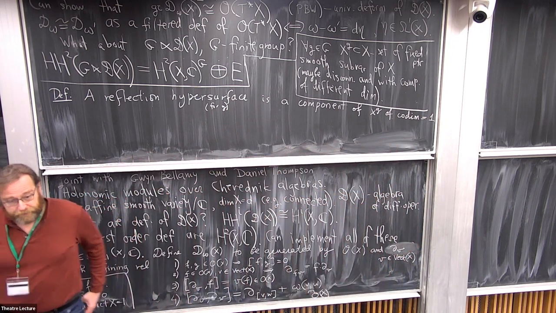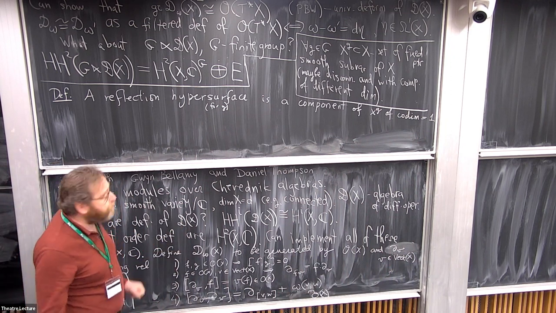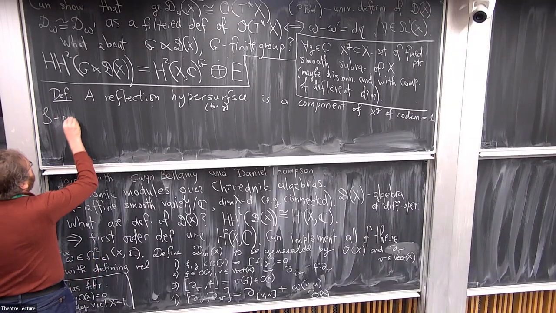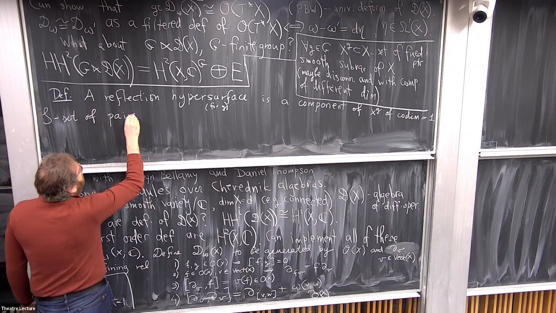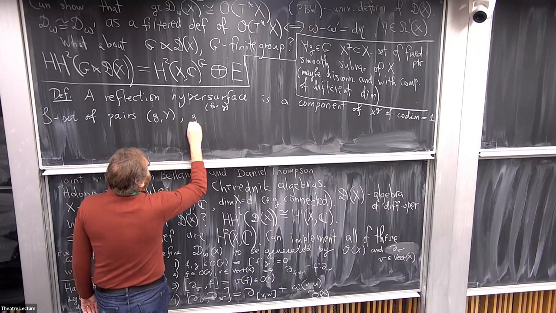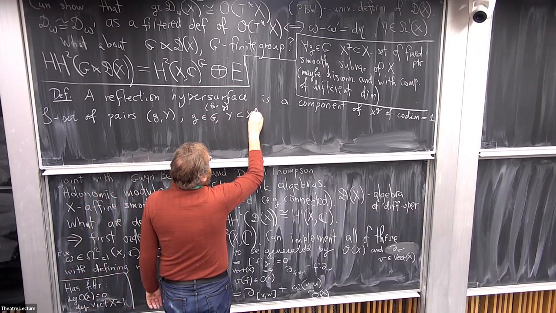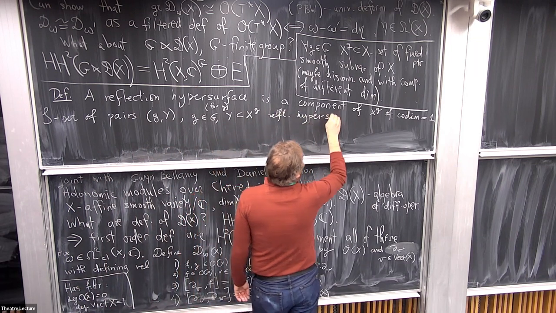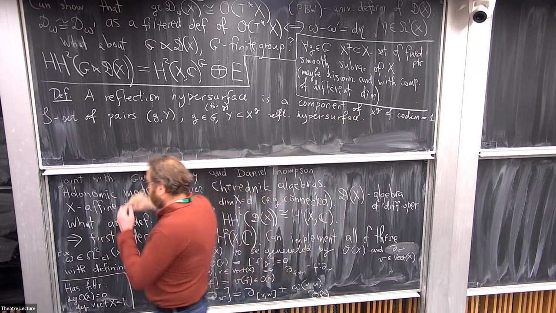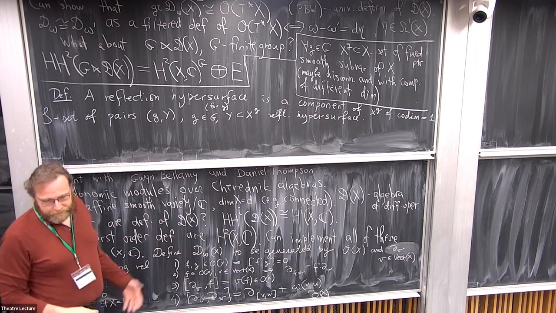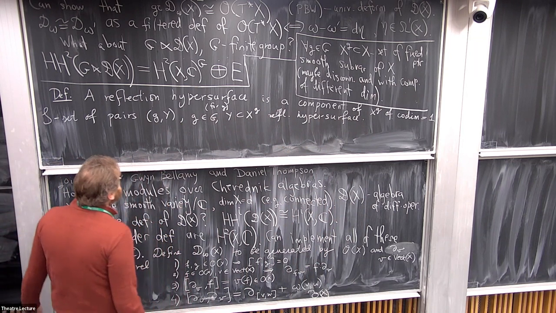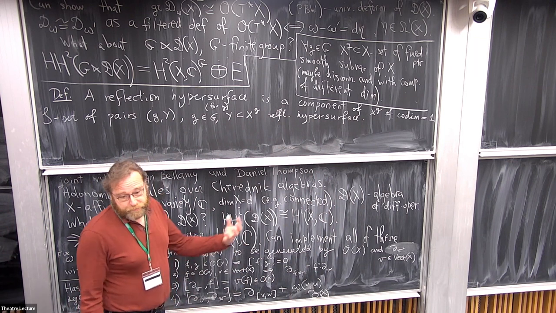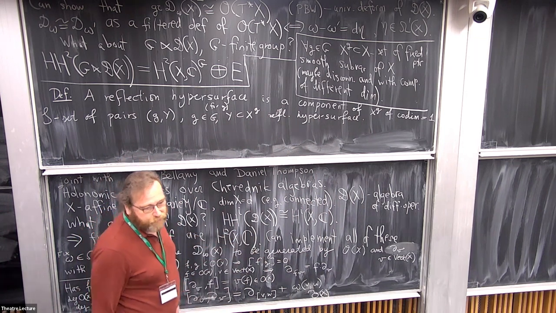So this is the analog of reflection hyperplanes in the case of Coxeter arrangements. And then let S be the set of pairs (g, Y), where g is in G, and Y in X^g is a reflection hypersurface. Clearly, for this g has to be non-trivial, because for trivial g, the entire X is fixed points. There are no reflection hypersurfaces. And there may be no reflection hypersurfaces at all. Like if you have minus identity acting on a two-dimensional space, there won't be any reflection hypersurfaces. So that would be an empty set.